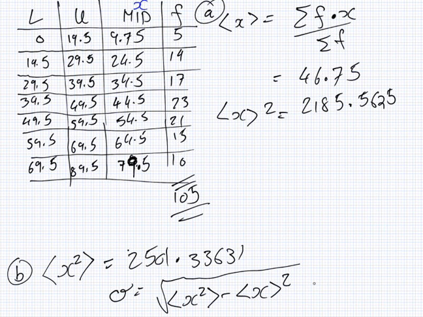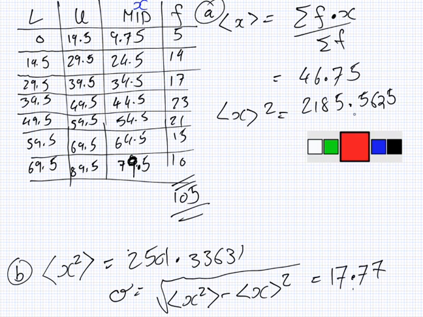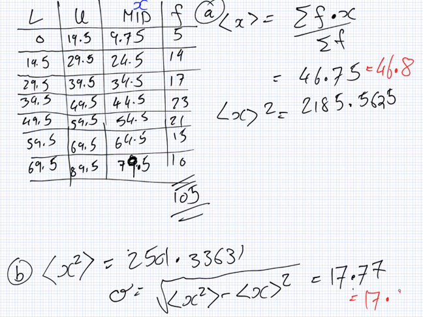The standard deviation is the square root of that number I just got minus the previous number there. Which comes in at a reasonable 17.77. So if I was to do this to three significant figures, that would be 46.8 and that would be 17.8. That's A and B.